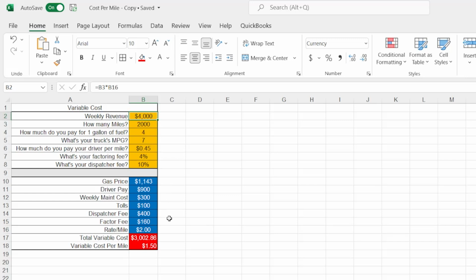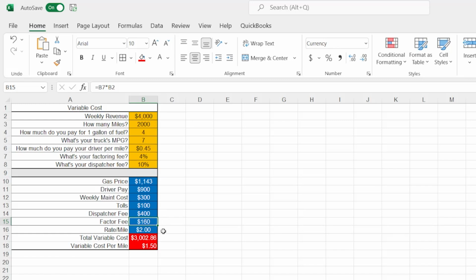So we'll use that number to determine how much we will pay our dispatcher and our factoring company. $4,000 weekly revenue times 10% gets us $400. We're going to pay our dispatcher every single week. If you're not using a dispatcher, great. Just leave this blank. You can type 0 in your dispatcher fee and it will show $0 paid to your dispatcher. Lastly, factoring fee. 4% of $4,000 is $160.